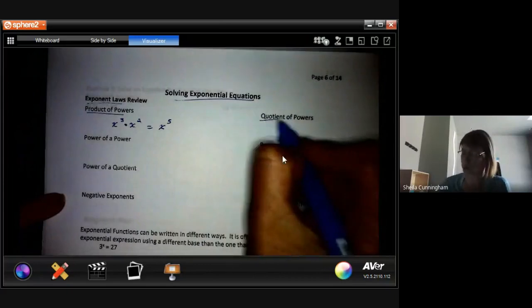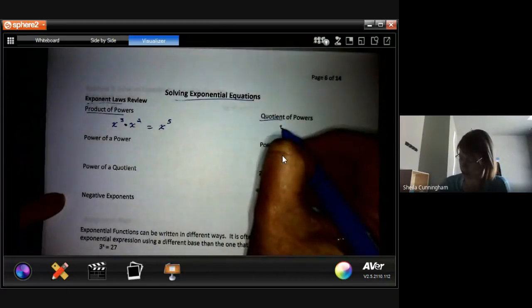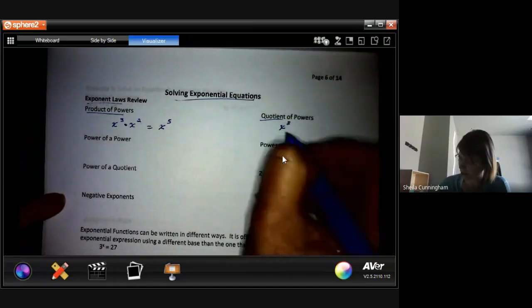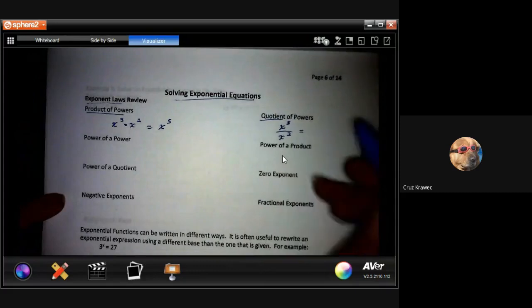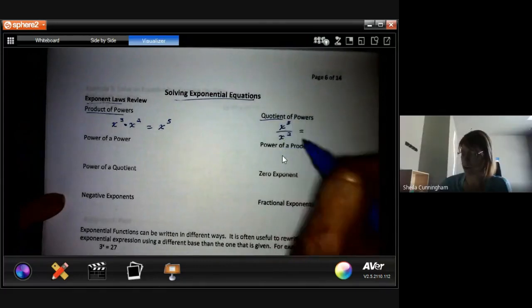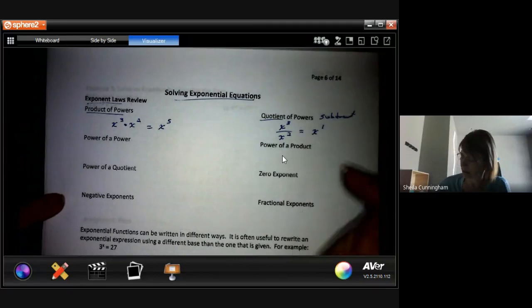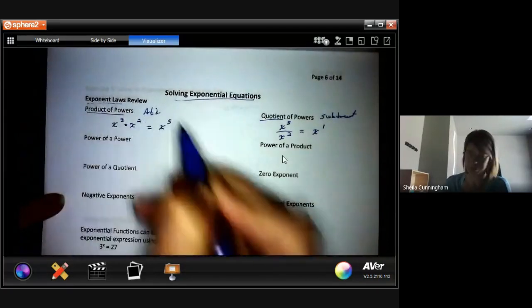Well, quotient of powers is just simply taking the same scenario. We may have x to the power of 3 divided by x to the power of 2. Same bases, we're dividing, we end up subtracting those powers. So here we subtract. Here we add.